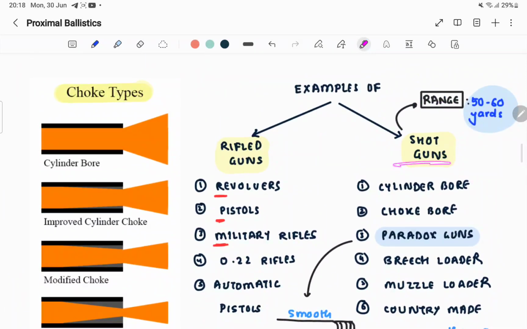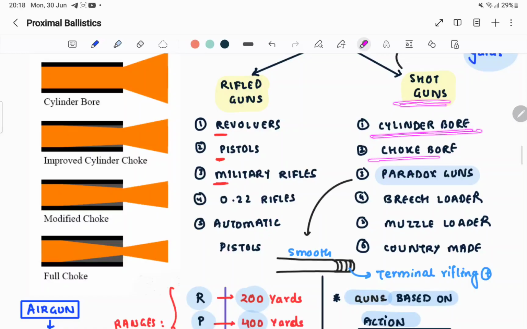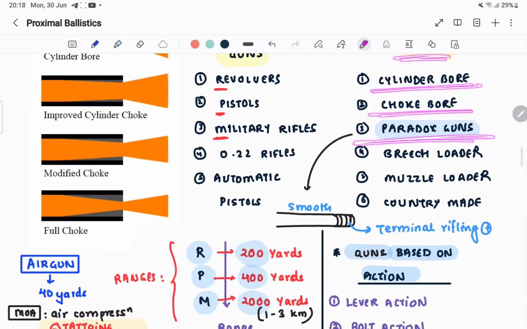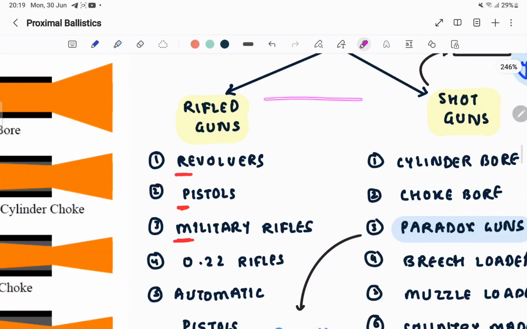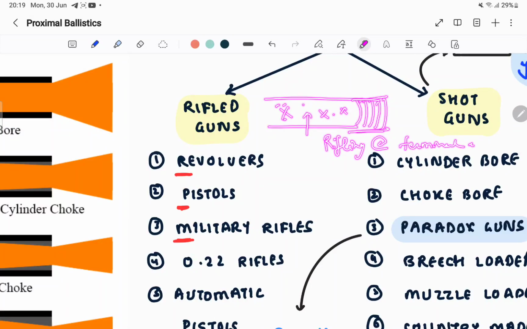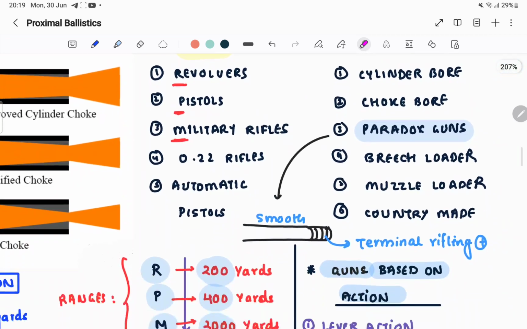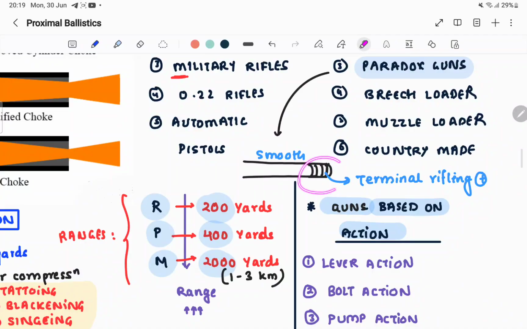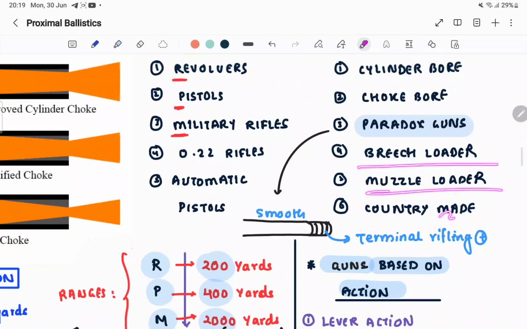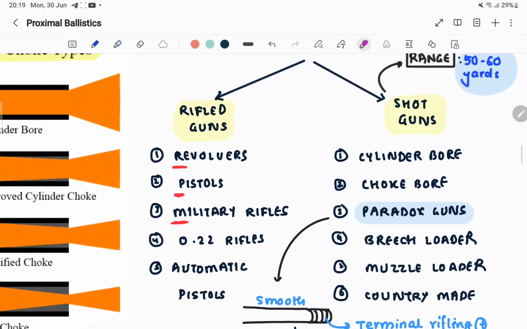So what are the examples of shotgun? Cylinder bore gun, choke bore gun, paradox guns. What are paradox guns? Paradox guns are basically, you don't have riflings here. This is a shotgun, no riflings at all. But at the terminal part there is rifling. So the bullet will be normal here, but here there will be rifling, so the bullet will accelerate. Paradox guns, terminal rifling. Breech loader, muzzle loader, country made guns, all of these are shotgun.